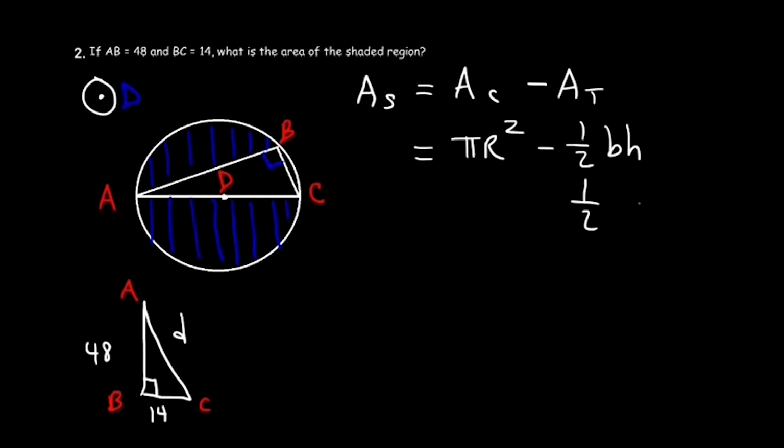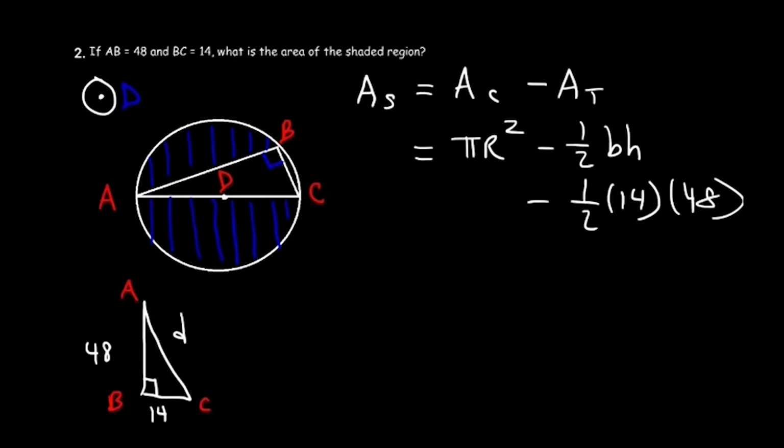Now BC is the base of the triangle. So BC is 14. So lowercase b in this equation is 14. The height of the triangle is 48. That's AB. So now we just got to calculate the radius. So let's focus on calculating the diameter first.